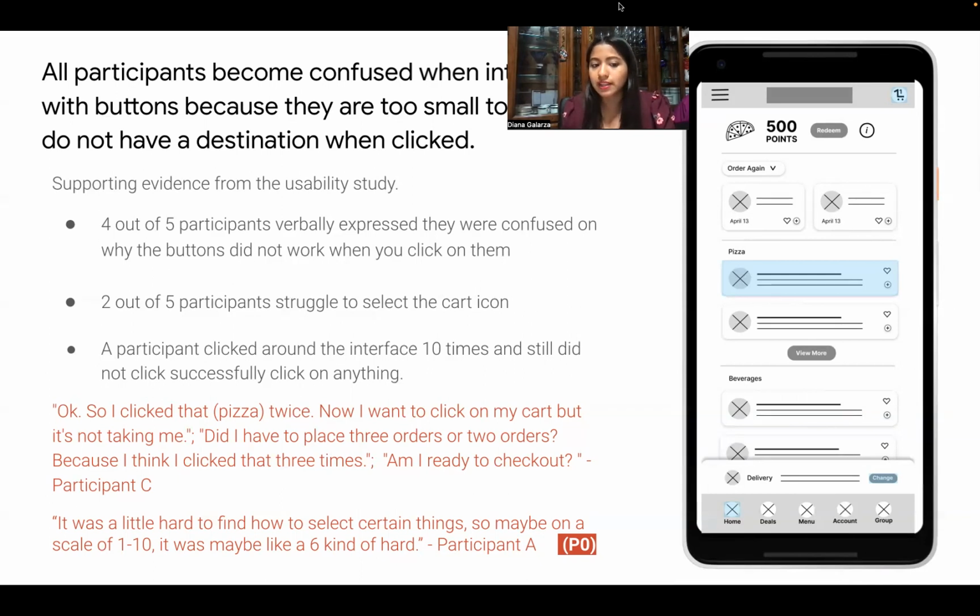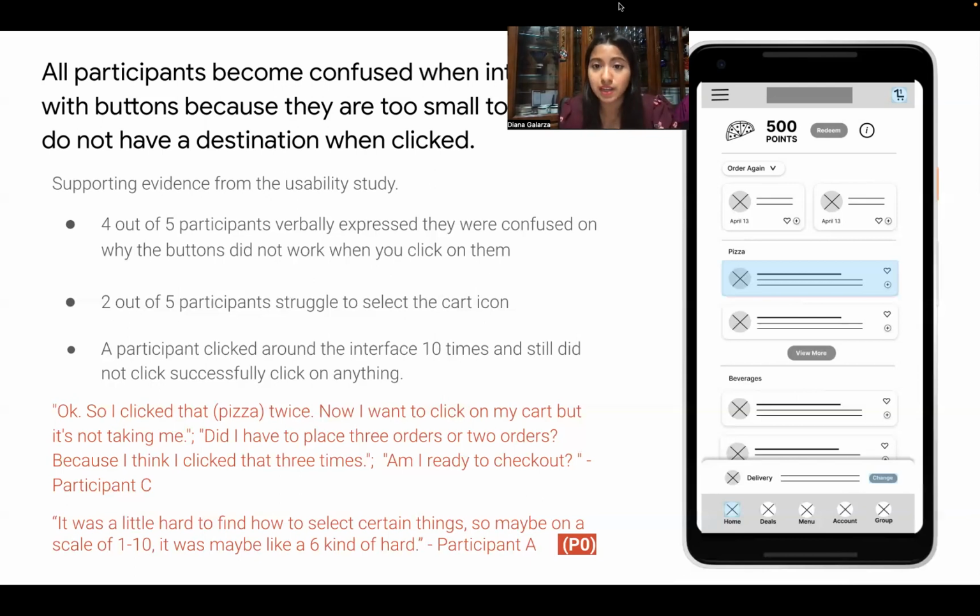"Okay, so I clicked that twice." When she's referring to clicking on a pizza, right? So she clicked the type of pizza that she wanted twice. "Now I want to click on my cart, but it's not taking me. Did I have to place 3 orders or 2 orders? Because I think I clicked that 3 times. Am I ready to check out?"